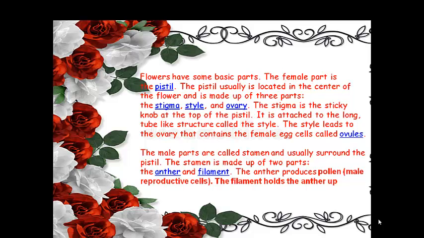The stamen is made out of two parts, anther and filament. The anther produces pollen grains, that is the male reproductive cell, and the filament holds the anther up. Likewise, in a flower, when there is a female part, the male part is also present.